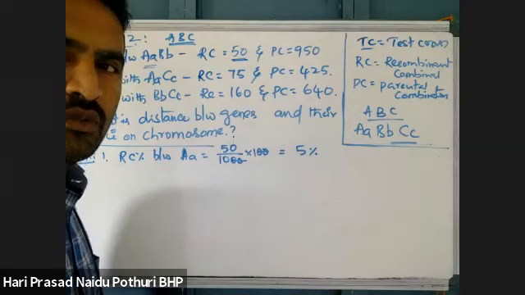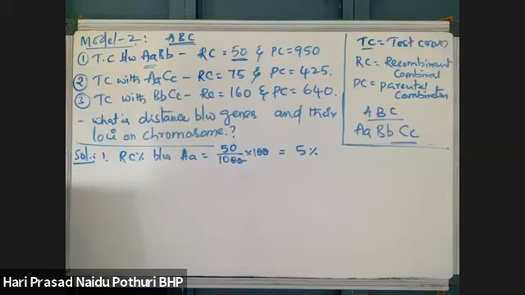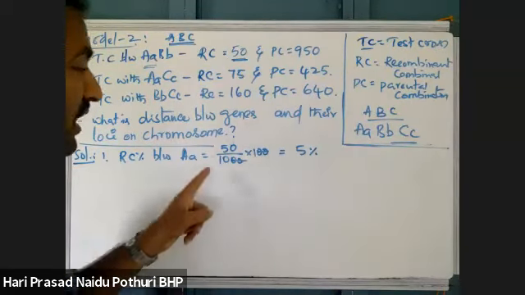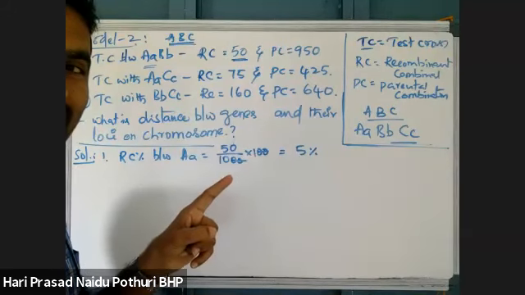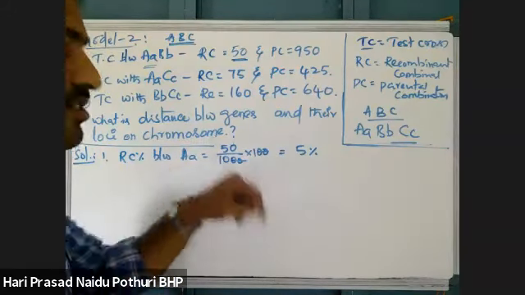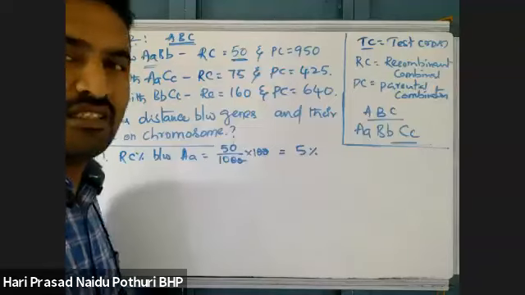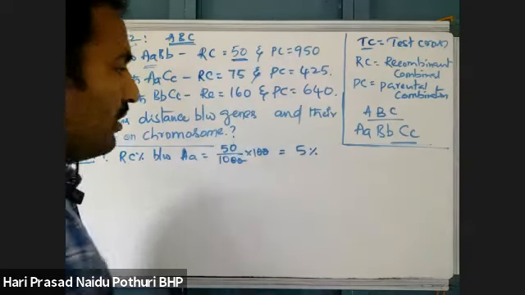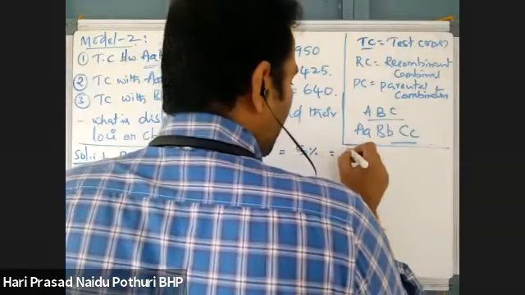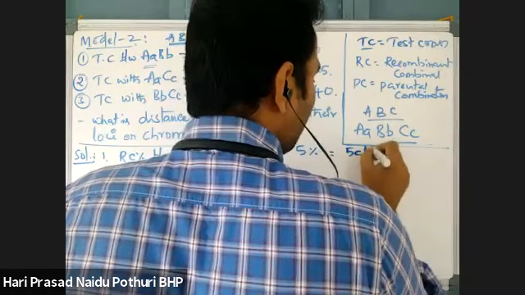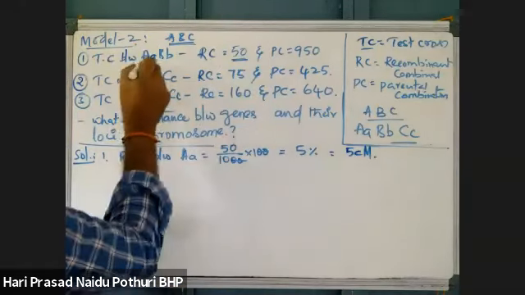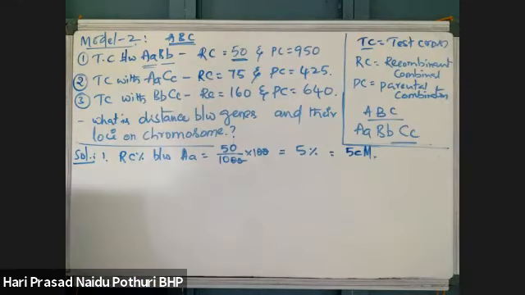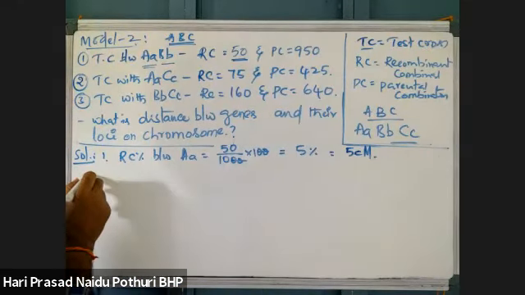0.5%. How? Recombination frequency is 0.5, not 0.05. So 5% means 5 centimorgans. The distance between gene A and gene B is 5 centimorgans.